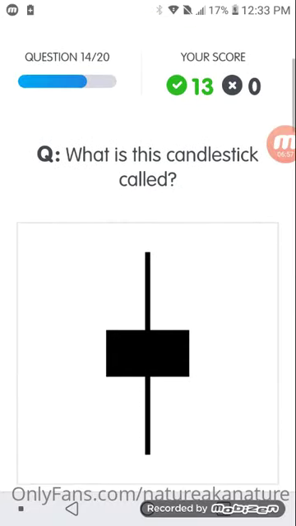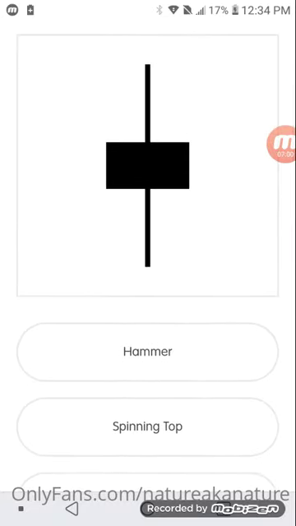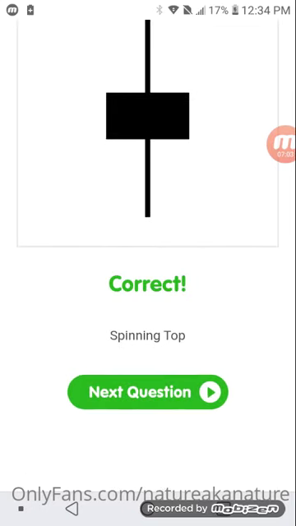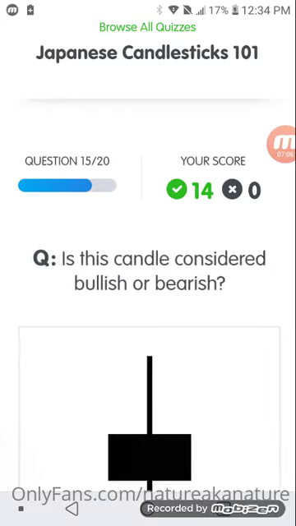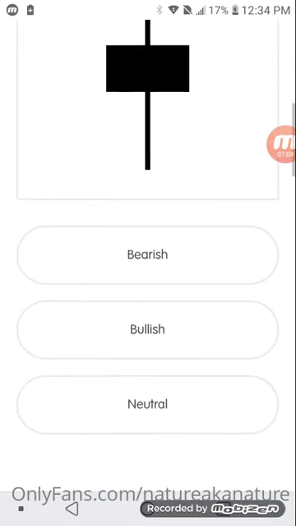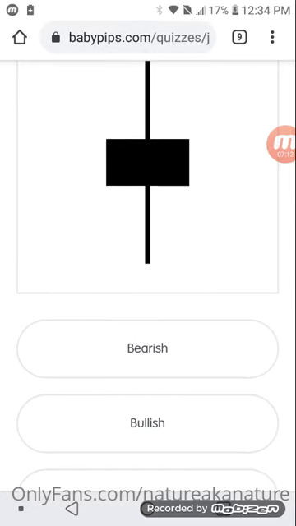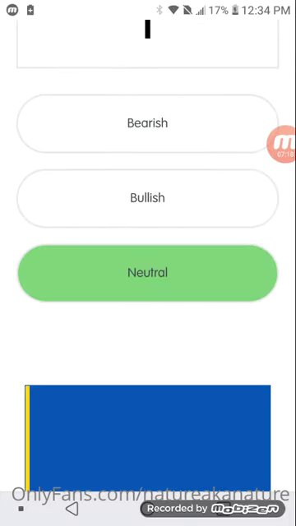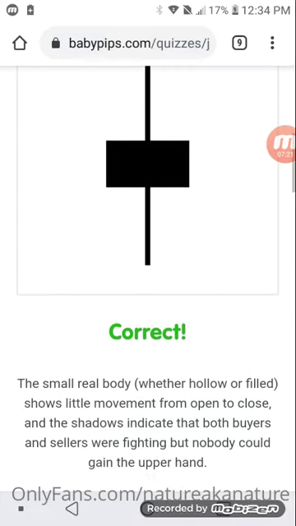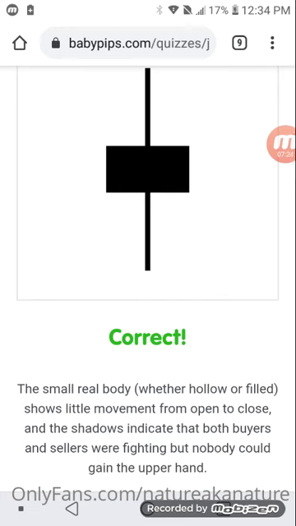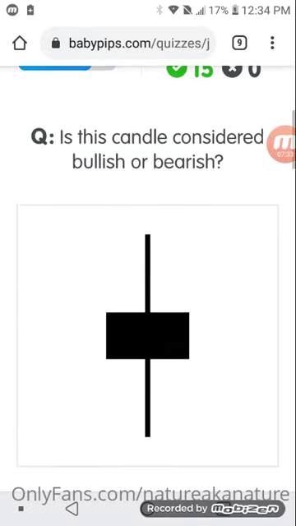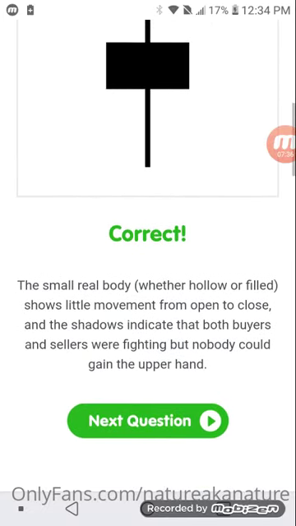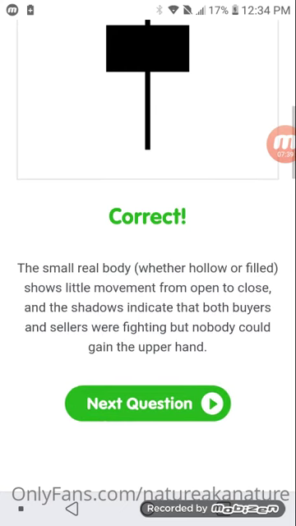What is this candlestick called? It looks like a spinning top. It is a spinning top. Is it bullish or bearish? A spinning top is neutral because it is indecision in the market, meaning that neither buyers nor sellers could gain the upper hand. The small real body, whether it's hollow or filled, black or white, shows little momentum from the opening to the close, and the shadows indicate that both buyers and sellers were fighting, but nobody could gain the upper hand. It's neither bullish nor bearish. It's neutral.